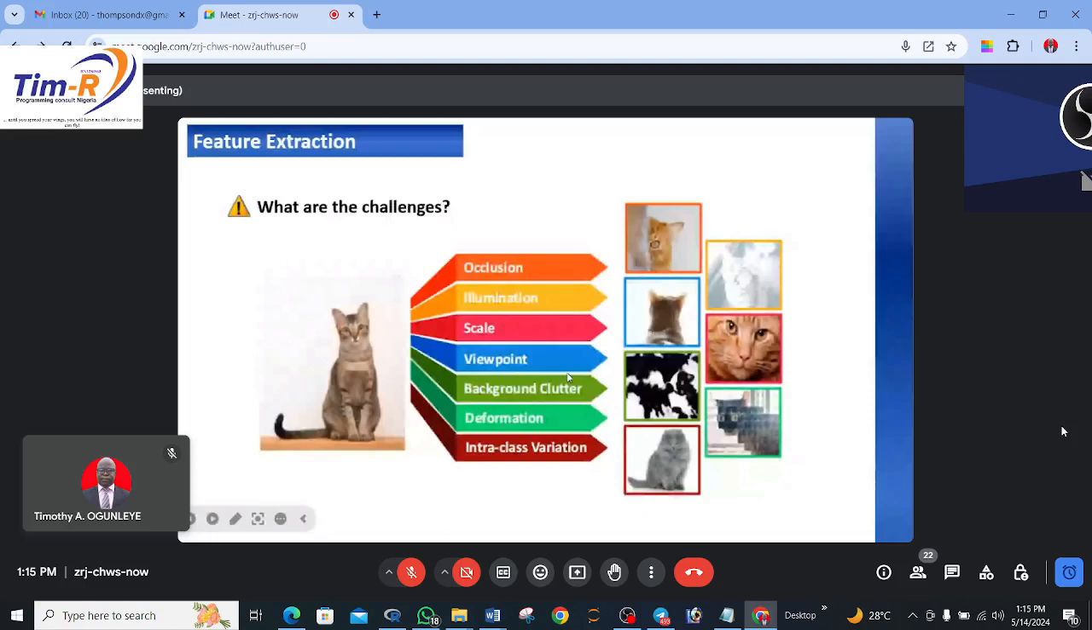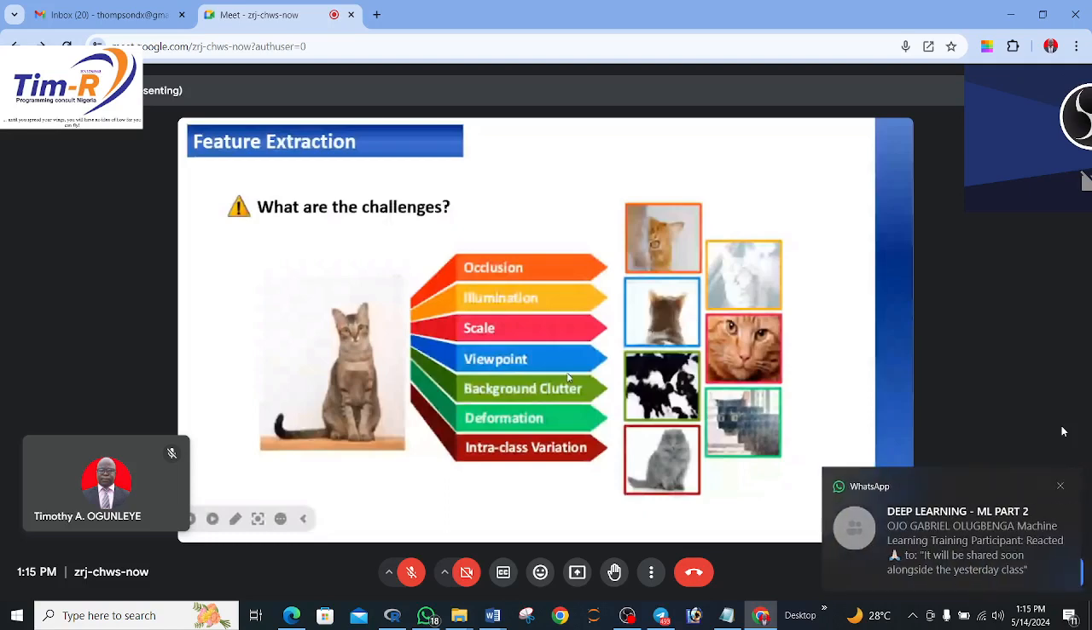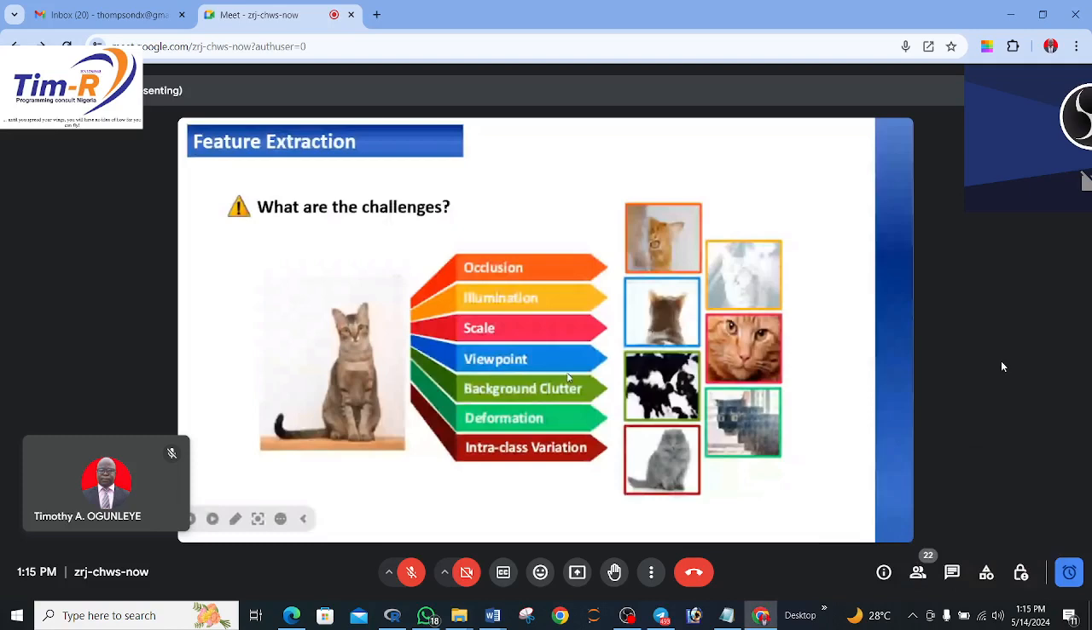Another is deformation. This is an example. The object is not properly shown as it should appear. And another one is intra-class variation, which means having different types within the same class. This is a type of dog. If you look, you can easily say, okay, this is not a cat, or maybe a dog, because we have different animals that can appear.